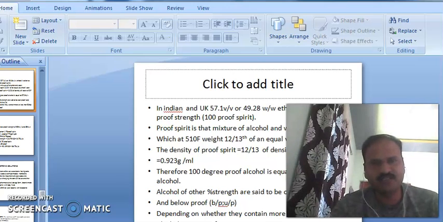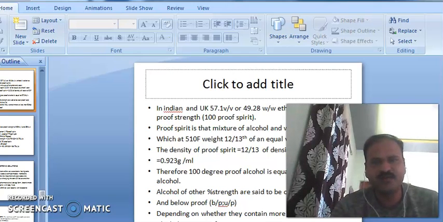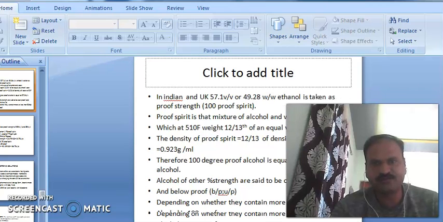Alcohol of other percent strength is said to be overproof (OP), and below the proof is called BP or UP (underproof), depending on whether they contain more or less than 50%. If 50% alcohol is present, it is proof; below 50% is underproof; over 50% gives overproof.